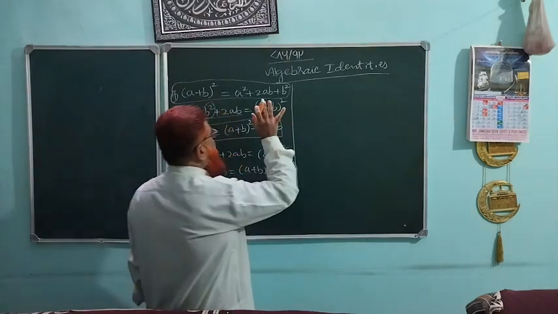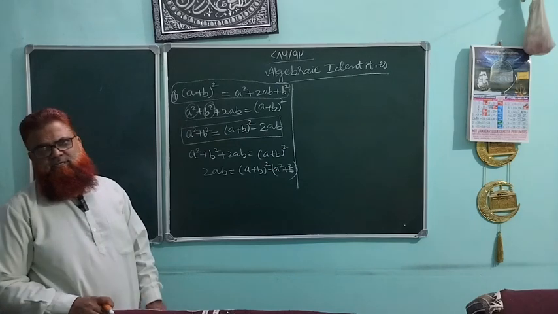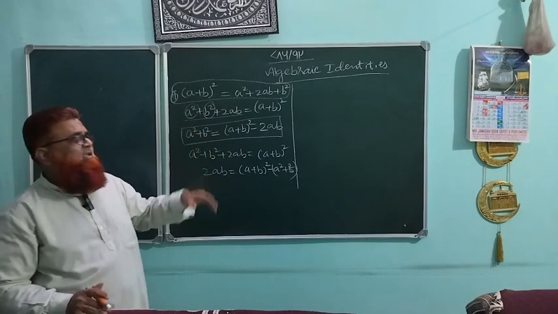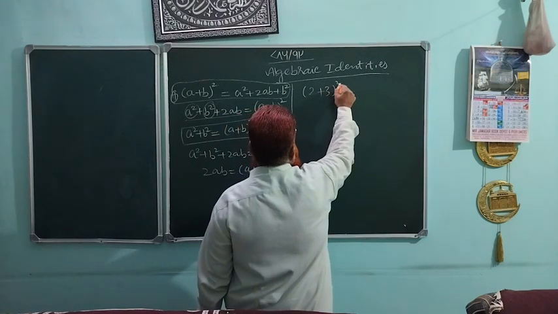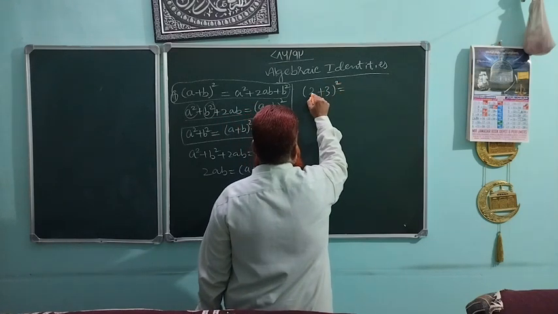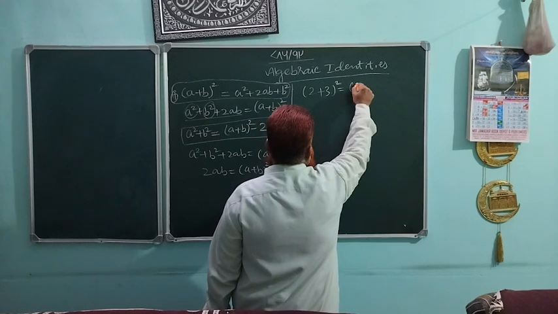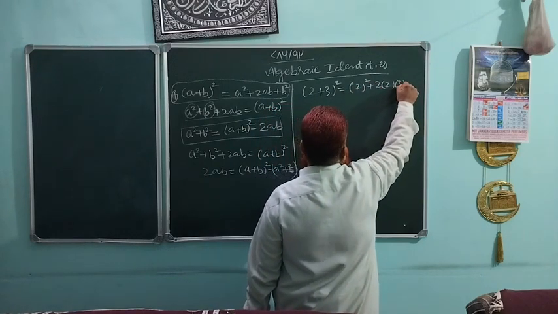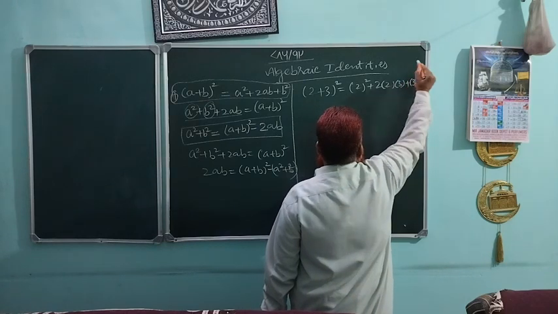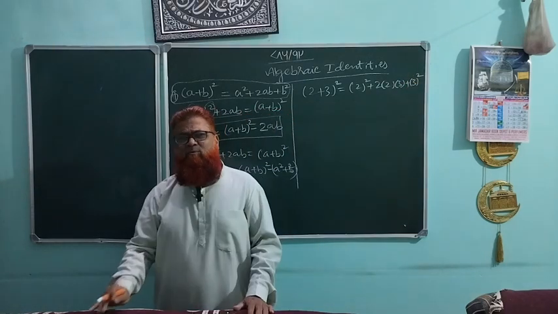Let's take one example and we will just apply this. (a + b) whole square, (2 + 3) whole square. Assume it is a square and it is a and b. a square plus 2ab, where a is 2, b is 3, b square is 3 square. Why, it looks very simple, no?